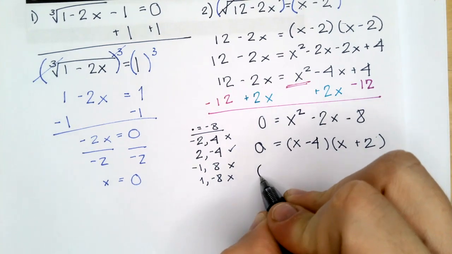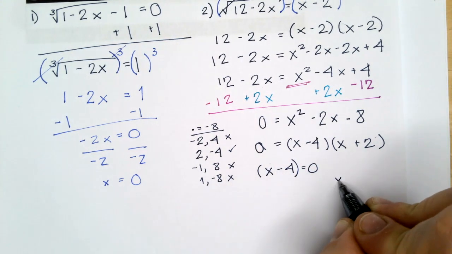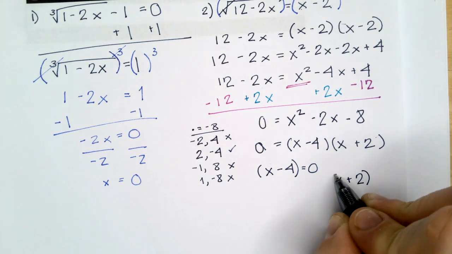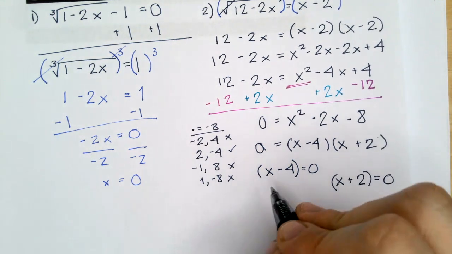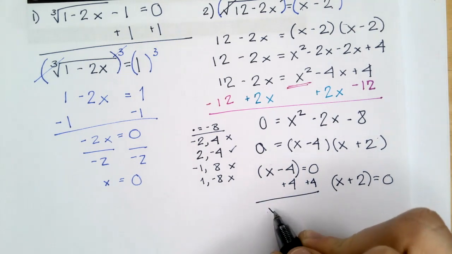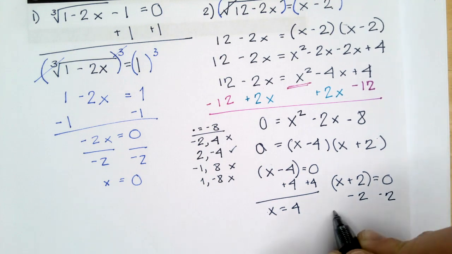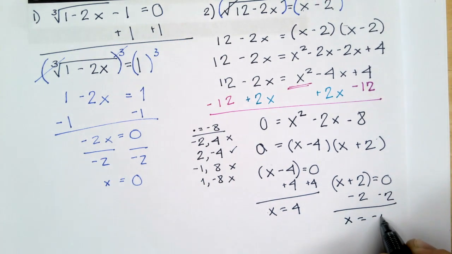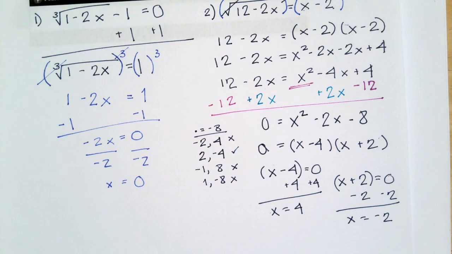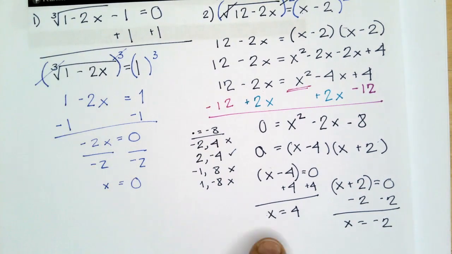And now we're back to the same thing we were working with in 1.2: if a times b equals 0, then a is equal to 0, or b is equal to 0. Either way, solve for x. You get x is 4, and over here we get x is negative 2. Good? The difference between this and 1.2 is you need to check that these are not extraneous, okay?